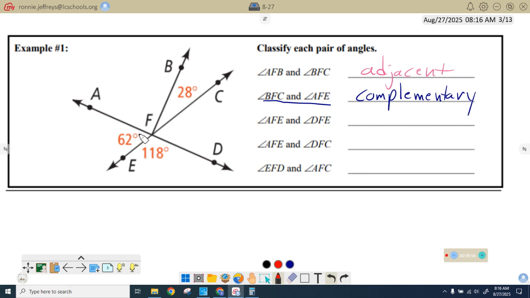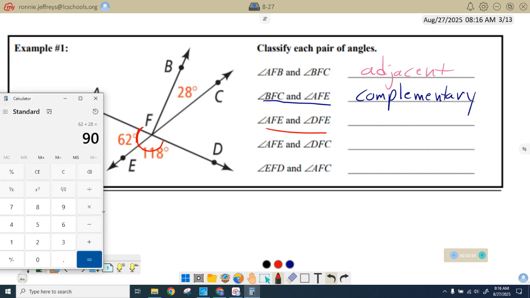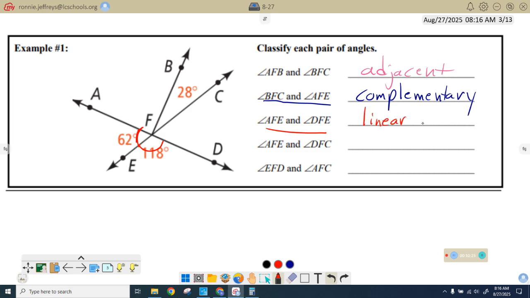AFE, so that's this one, and DFE. These are on the same line, beside each other. Let's see if 62 and 118 add up to 180. 62 plus 118. They do. So this is actually a linear pair.